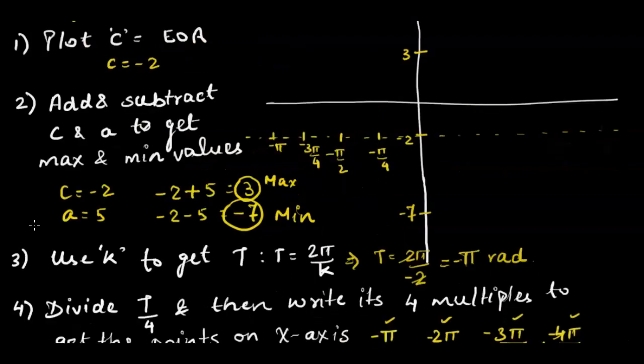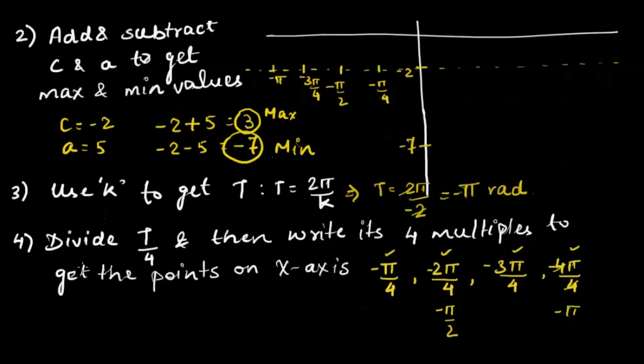Let's quickly summarize the steps. The first step is to plot C. Next we find out the max and the min points by adding C and A and then subtracting A from C. The bigger value will give us the max and the smaller value will give us the min. Next step is to find out the time period using k value. Here, because k was negative, the time period is negative as well. Then the next step is to divide the time period by 4 and then write down the multiples of that value 4 times to mark the points on the x-axis.